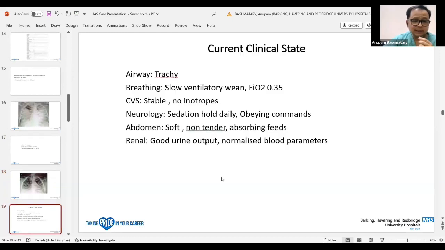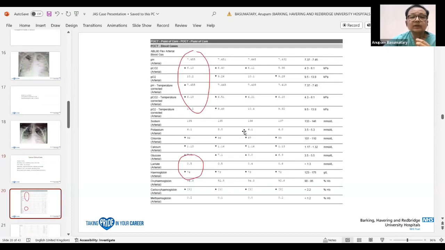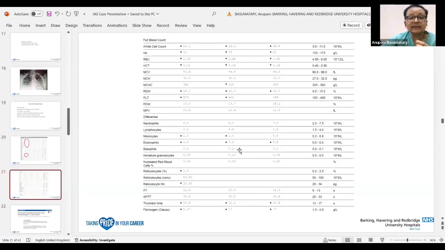So he remains a little sedated, but once sedation is held, he always obeys commands. I think it is at the moment just a slow ventilatory wean and trying to do physio, getting out of that critical illness neuropathy. So his gases are almost normal. If you look at the pH, it is normal. His lactate is normal. And this is his, I'm sorry, it's a little faded, but I can tell you that his bloods are almost absolutely normal.